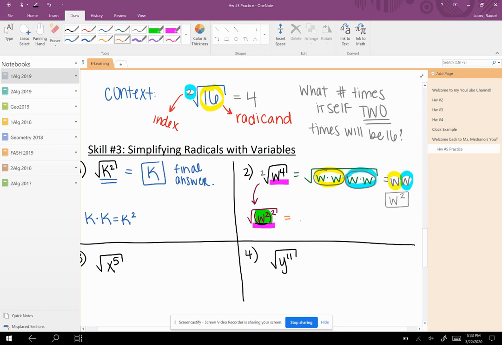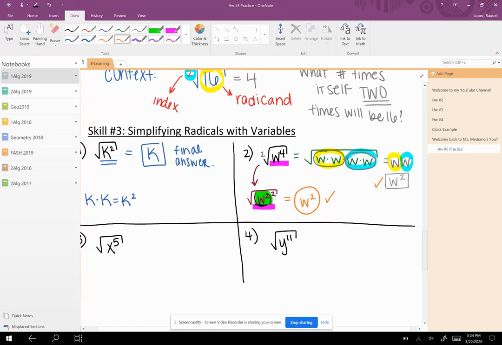Okay. And so we can kind of streamline our work here. And if we rewrite it as w squared, we can take the square root and it'll just be w squared. Okay, so either way, we get the same answer.